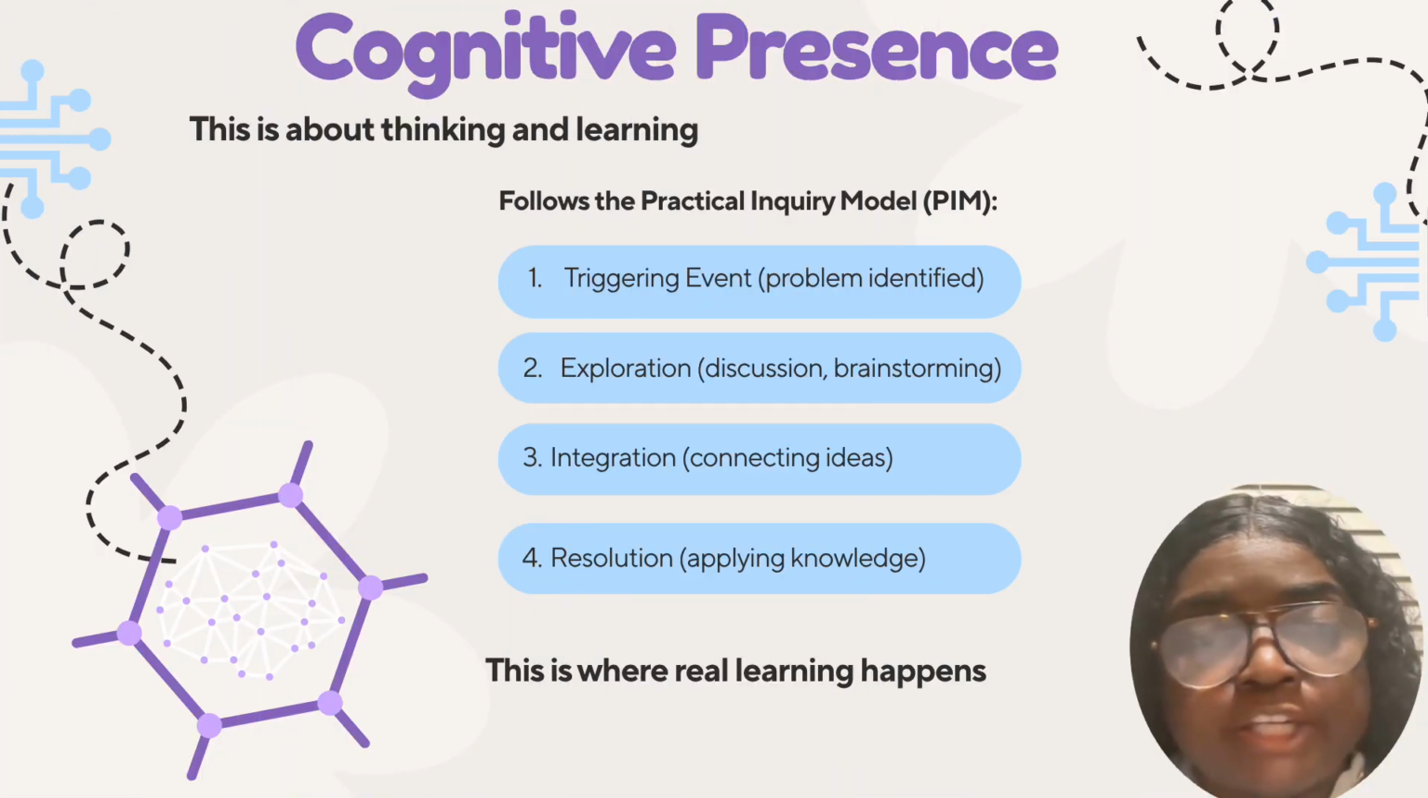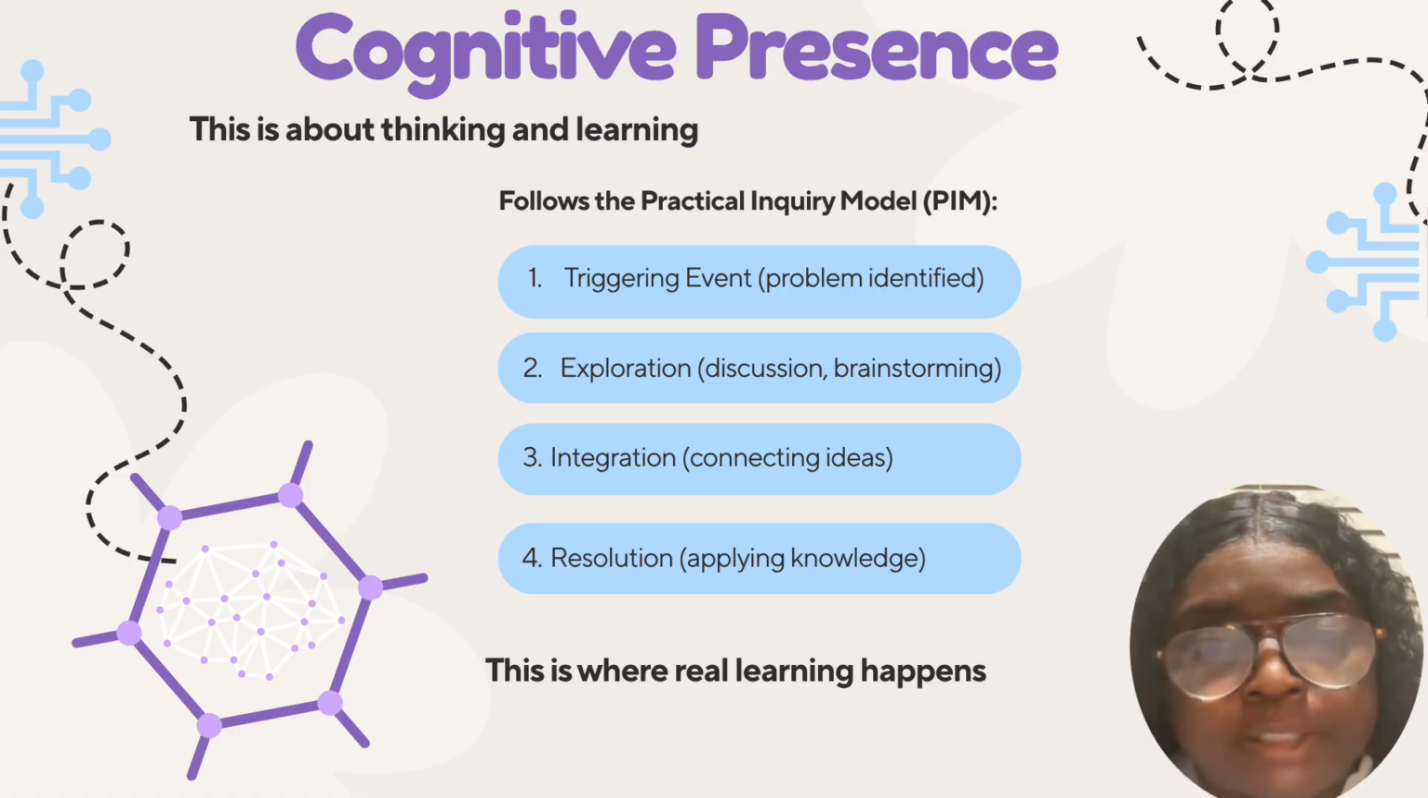This is about thinking and learning, the ability of learners to construct and confirm meaning through reflection and discourse. It follows the practical inquiry model: triggering event, which is problem identified; exploration, discussing and brainstorming; integration, connecting ideas; and resolution, applying knowledge. Students go through a process. A problem is introduced, they explore it, they connect ideas, then they apply what they have learned.